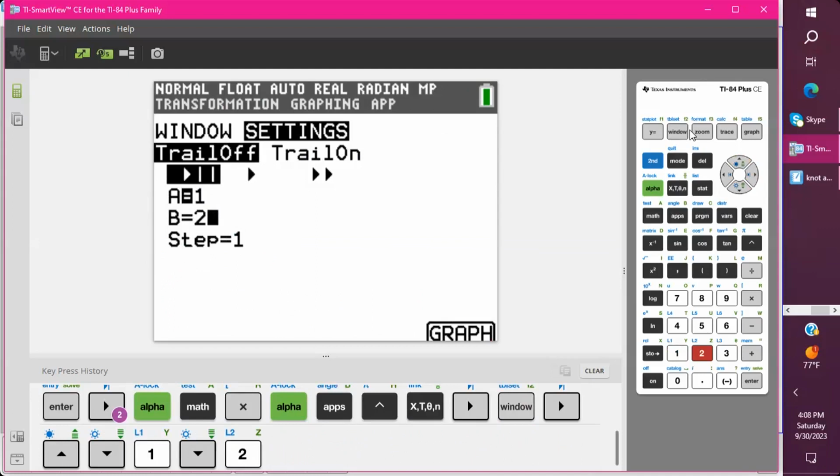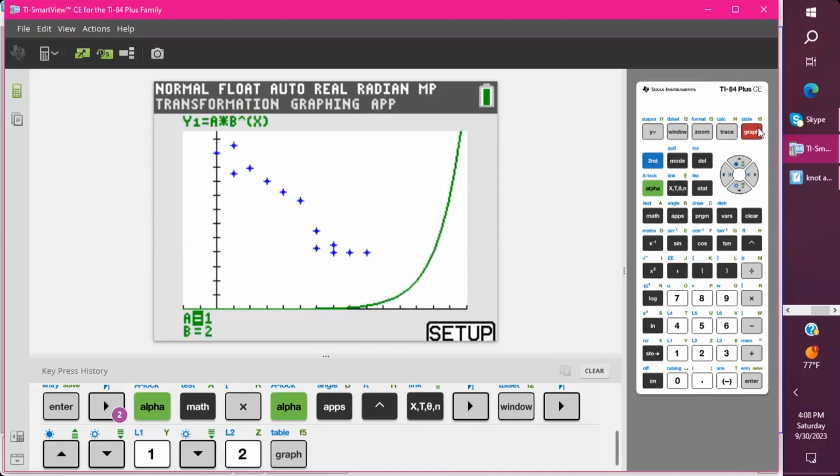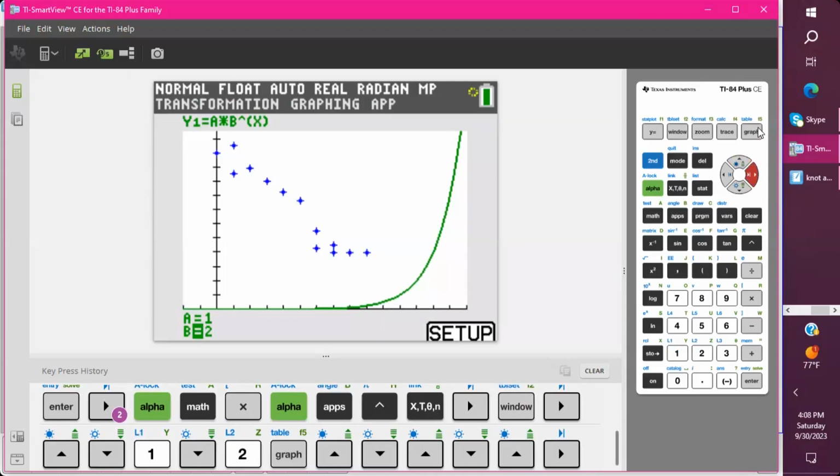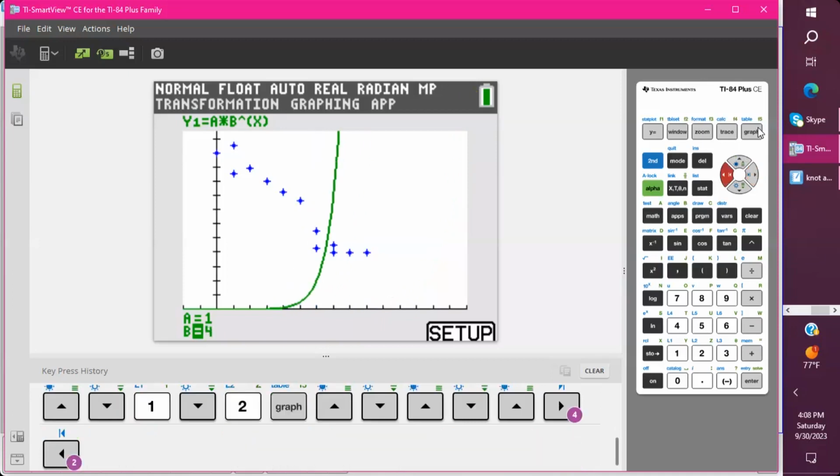And now when I graph, okay, I have my scatter plot, I have my formula up in the left-hand corner, and I've got A and B values listed. Up and down arrows highlight the equal sign, and if I change by going to the right, I can change my B value to 3 and see what happens with my equation. This is what makes the transformation app so powerful. I can also type in numbers. So I'm just going to go back and set that at 2.